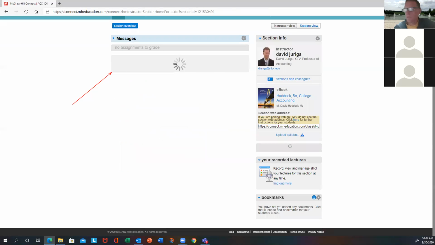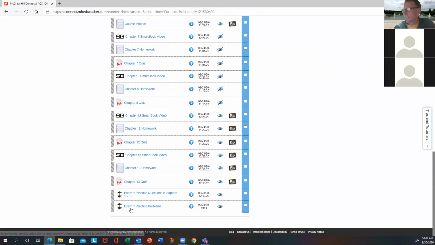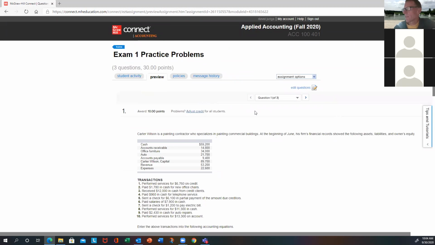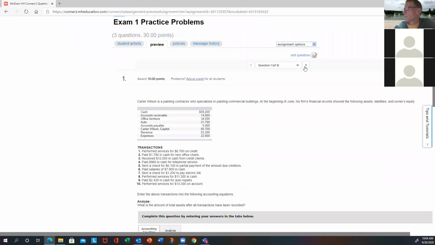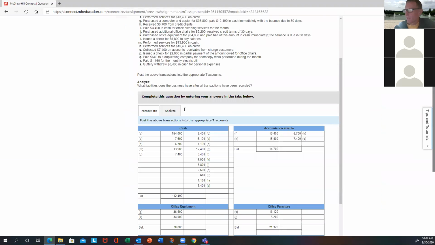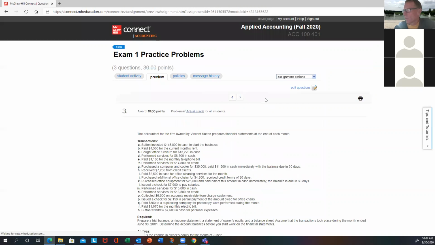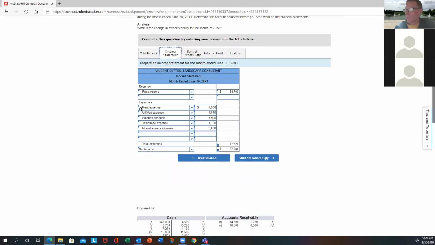The other set of practice exam questions is right here, where it says exam practice problems. When I say essay problems, they would look something like this, where you would have to either enter the numbers into an accounting equation. You might have to do the same thing in the T account forms, where you'd simply enter the appropriate debit or the appropriate credit. Or you might have to do something like this one, where the problem will say, prepare an income statement, prepare a statement of owner's equity or balance sheet. They may ask that as well.